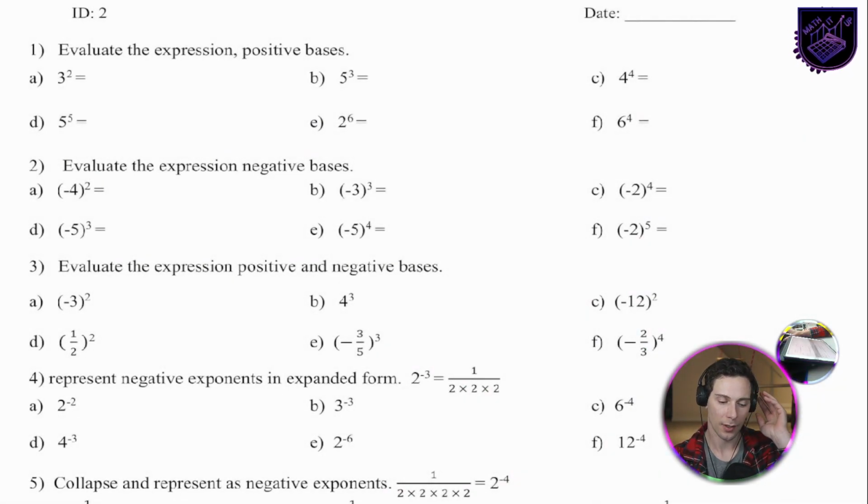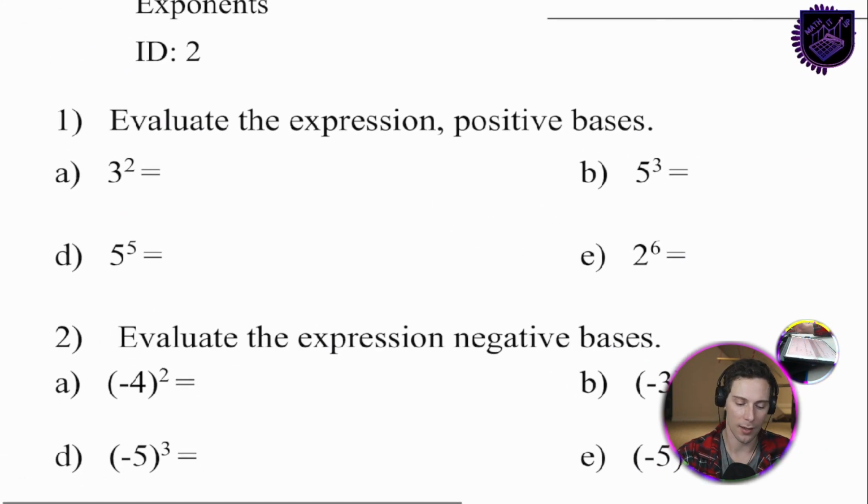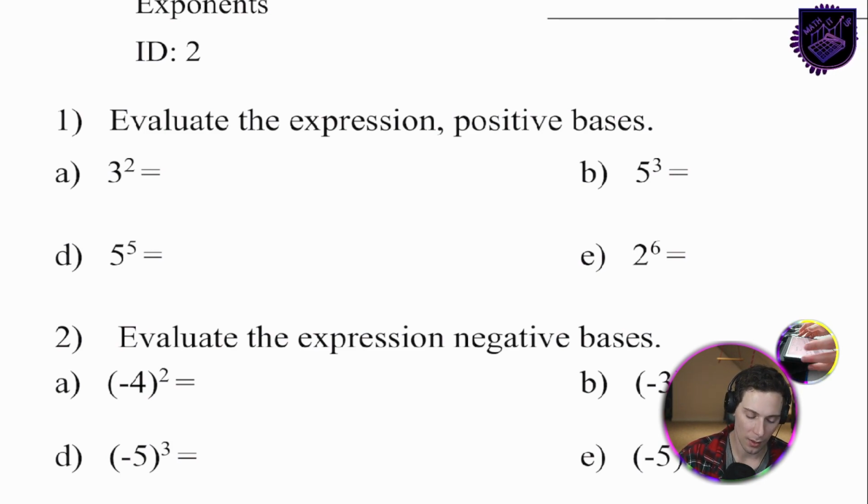All right, so Exponents Assignment 2, and we're going to jump right in. It starts with question 1a: evaluate the expression, positive bases. 3 to the power of 2. I think we all hopefully have got this. Running 3 times 3, this is going to be 9. Right? So it's like 3 multiplied by 3, 9.